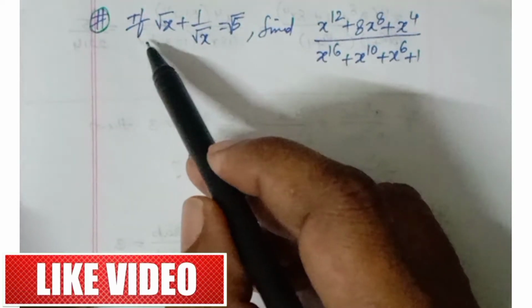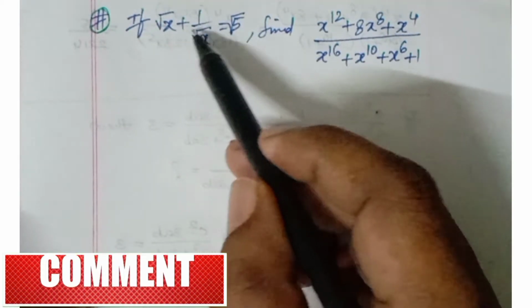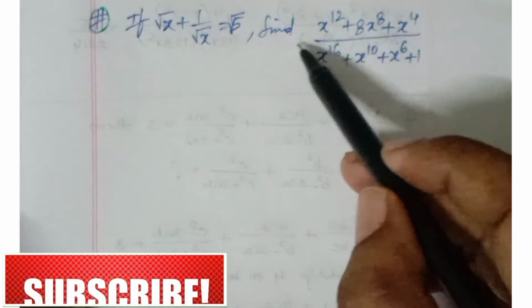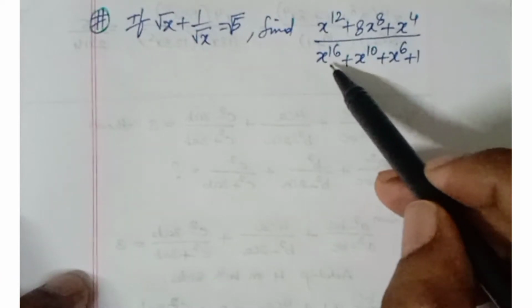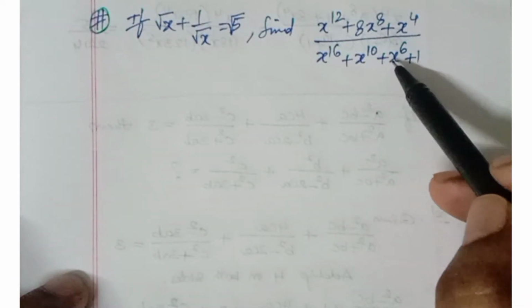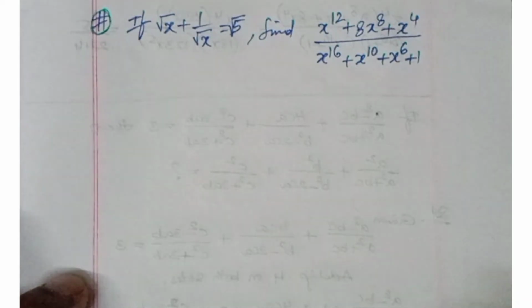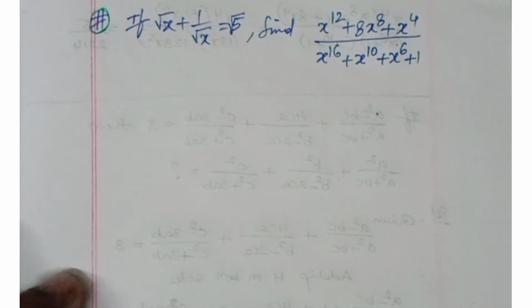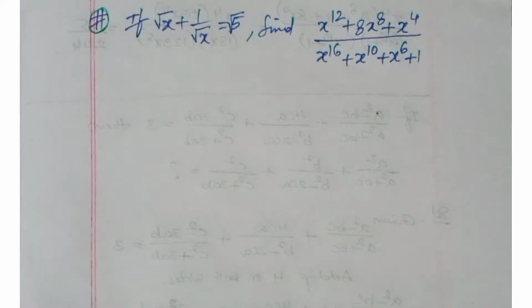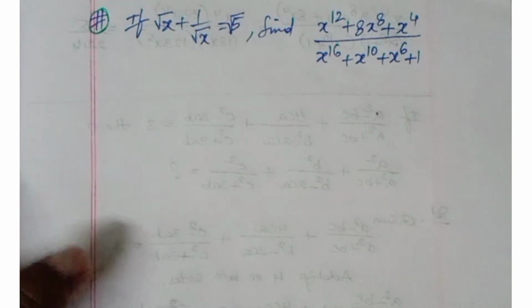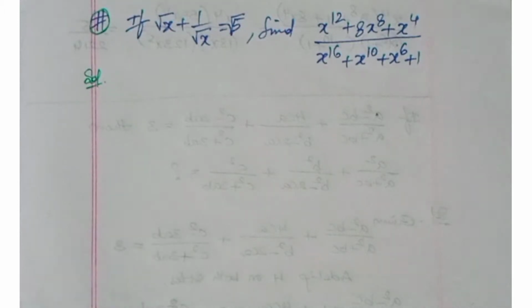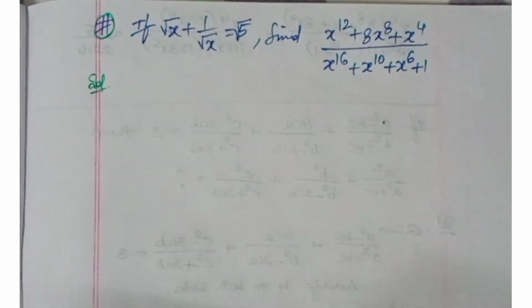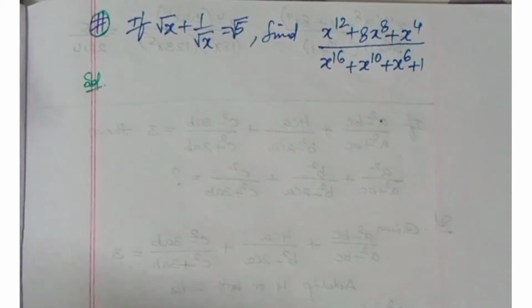So the question is given now: if x is a root of x plus 1 by root of x is root 5, find x power 12 plus 8x power 8 plus x power 4 by x power 16 plus x to the power of 10 plus x power 6 plus 1. So you have seen this type of problems, but this is a somewhat different problem. So here you have to apply the logic. The process is the same, but you have to apply the logic in a different way, and you have to get the answer here.